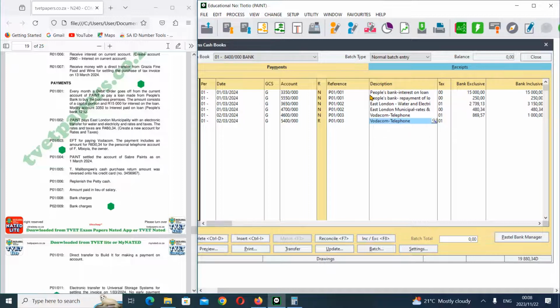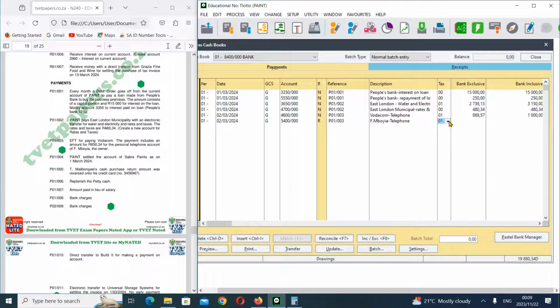So as you can see, all this is P112233. So please make sure that you don't make any mistakes. Okay, so details on this one. What was happening on this one? They're saying personal telephone account of F Mboyi. So we can say F Mboyi, we are paying for who? For F Mboyi. For what? For telephone. So it's F Mboyi telephone in this case, because it's not the telephone of the business. And then we can say tab.